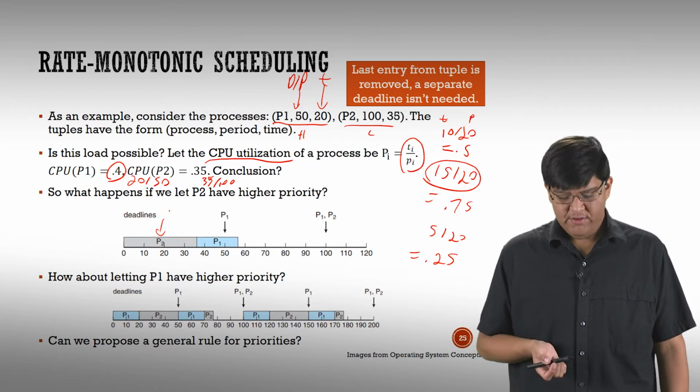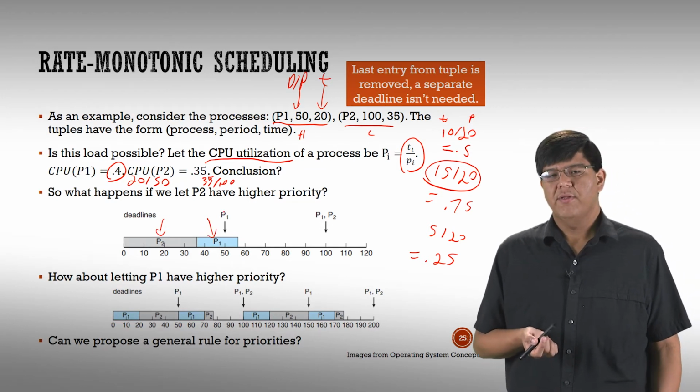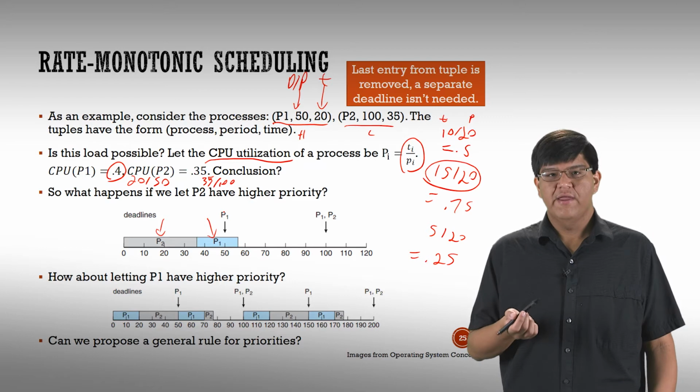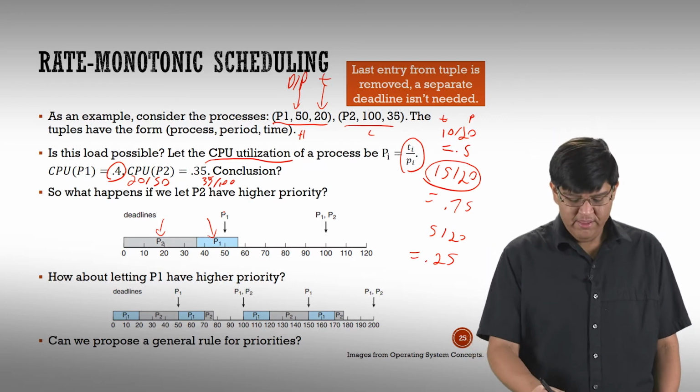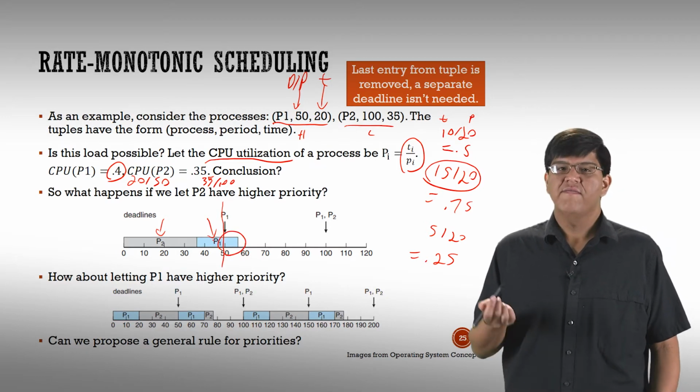That runs, takes 35 units of time. Then we do P1, takes 20 units of time. Notice that right away we get into trouble. All of a sudden P1 is hitting its deadline. So this over here is supposed to be P1's deadline. P1's supposed to be done by then, but there's all this bit here that's still left undone. So we've already failed.